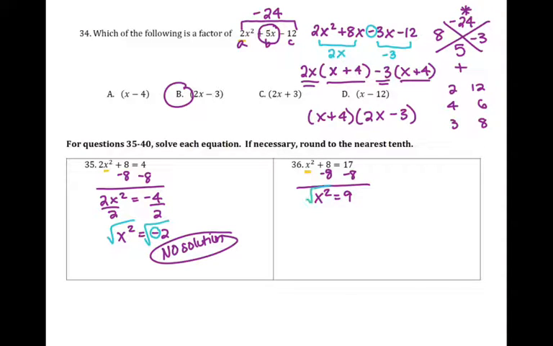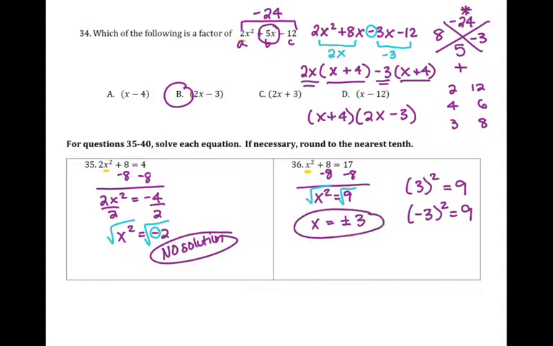I'm going to go ahead and square root. Square root of 9 is 3. However, it is plus or minus 3 because if I were to square 3, that would give me 9. If I were to also square negative 3, that would also give me positive 9. So this gives you two answers, positive 3 and negative 3.